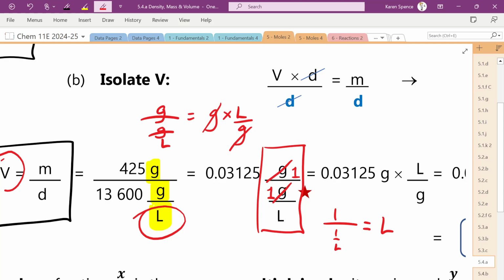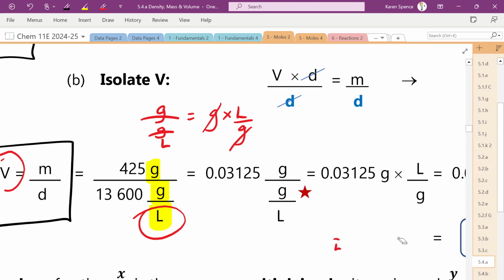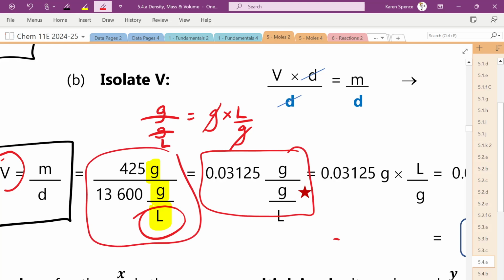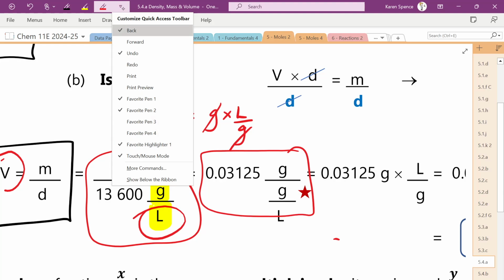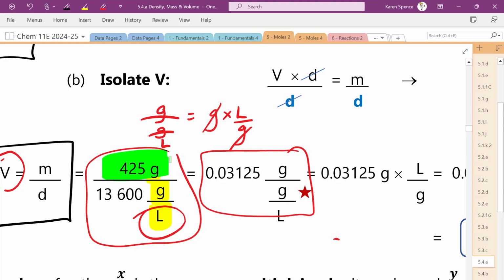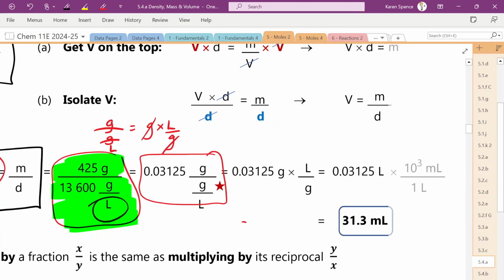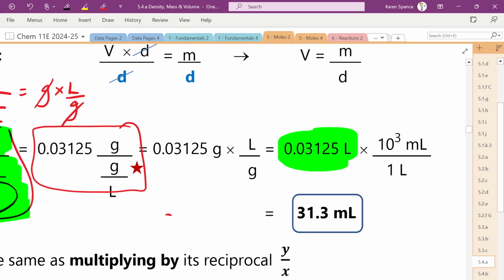Yeah? So you don't have to do any of that fancy stuff. As long as you have written your units in here, you can just go straight from here in green over to here. Yeah? And then you would have to do the final conversion into milliliters. And you can do that by moving your decimal. You can do that by multiplying by 10 to the 3 milliliters per liter, or by 1,000 milliliters per liter, whichever conversion factor you like.